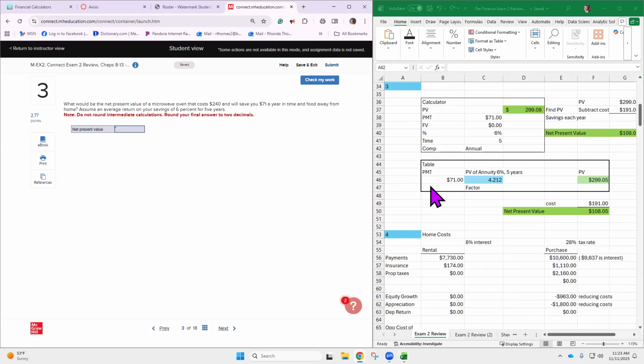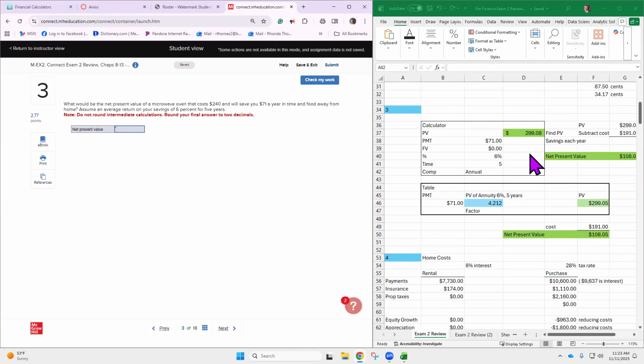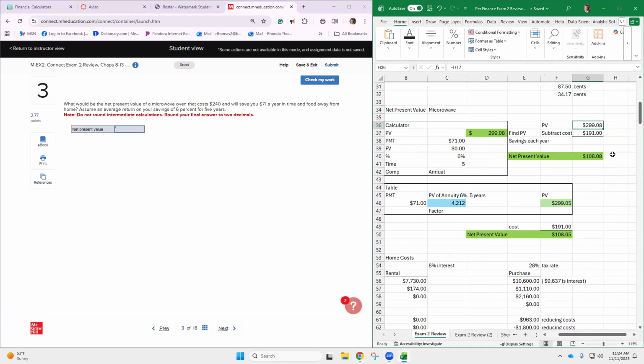All right, this next one is about the net present value of a microwave that costs $240 and that you plan to be able to save $71 a year in time and food away from home. So assume an average return on your savings of 6% for 5 years, okay? So we've got a microwave. This is the net present value. Net present value means that something's going to be subtracted when it's all said and done. All right, so a lot of times you have to put money up front to make something happen. So our microwave is $240. So I'm going to put that here.